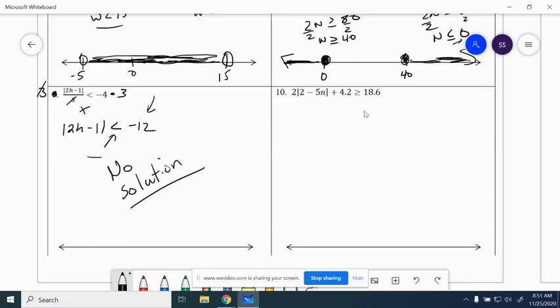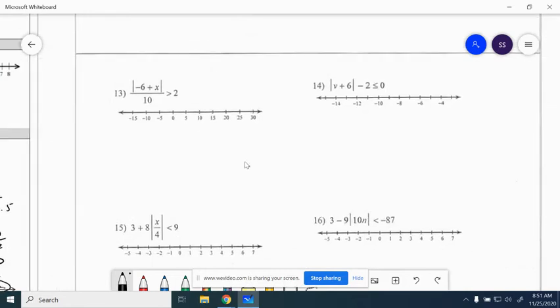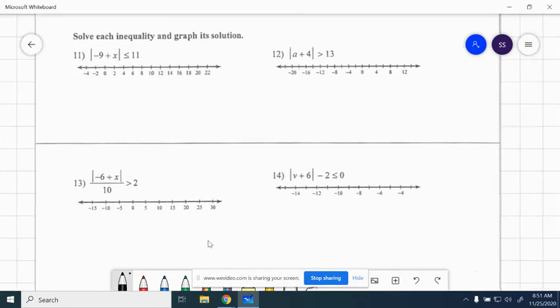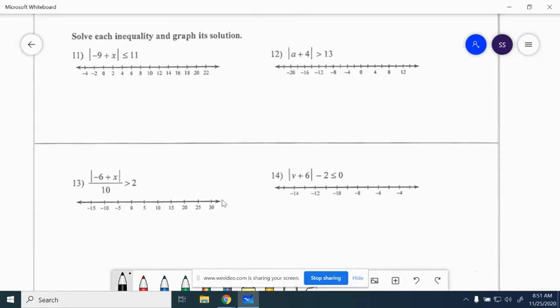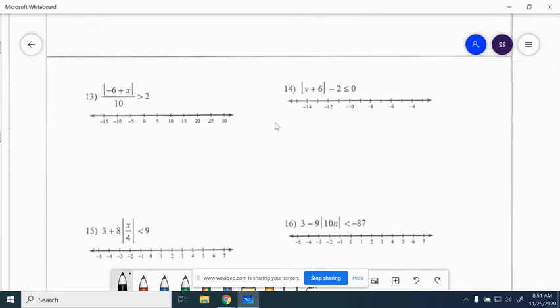All right, I'm going to leave number 10 for you guys. Just remember, first thing you want to do here, subtract out this 4.2, then divide by 2. Let's see, any of these unique over on these ones? Numbers 11 and 12 look pretty straightforward. 13, we can go ahead and do this one.